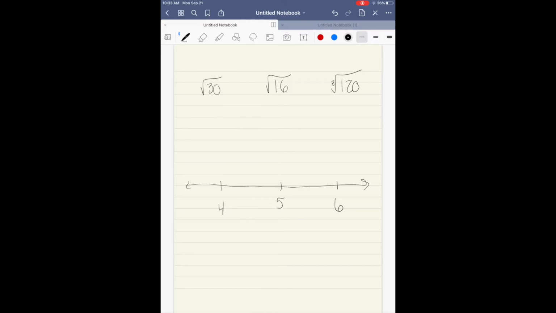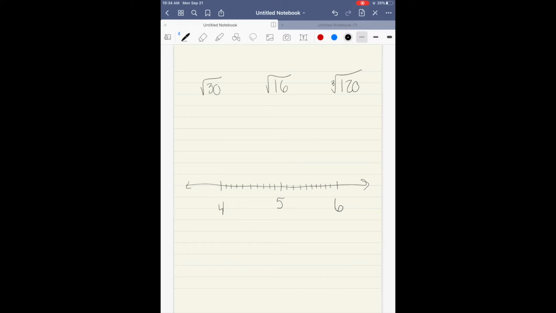You would have 4. And then 4.1, 4.2, 4.3, 4.4, 4.5 should be right dead in the center of 4 and 5. And then 4.6, 4.7, 4.8, 4.9, and then we're at 5. Next, we would have 5.1, 5.2, 5.3, 5.4, 5.5 should be right in the center. 5.6, 5.7, 5.8, 5.9. Now, might not be the most evenly spaced out notches there on the number line, but we are all doing our best here.